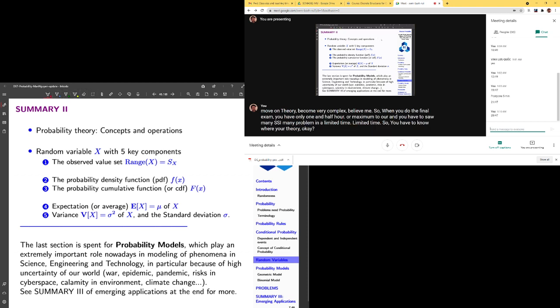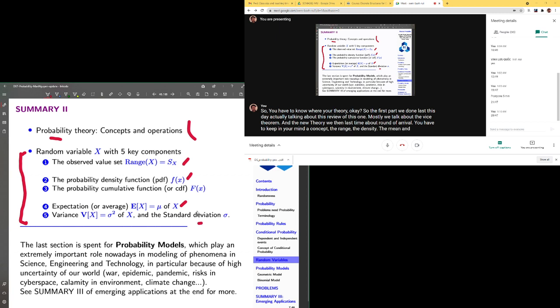So the first part we did last Tuesday was actually a review of this one. Mostly we talked about the Bayes theorem, then the new theory we did last time about random variables. You have to keep in your mind the concept, the range, the density, the mean, and the one I just reviewed for you, because every detail here will be employed when you study the new lecture today, okay?